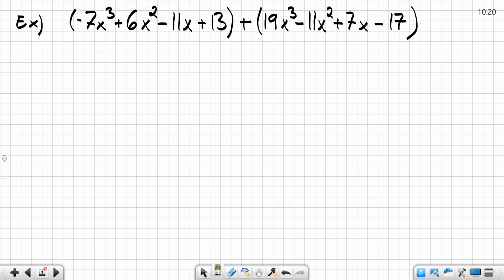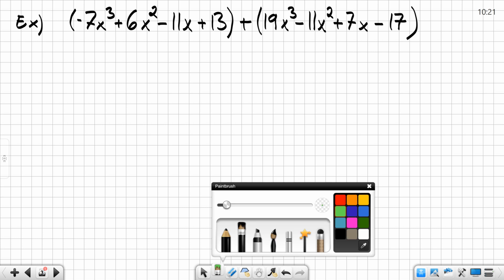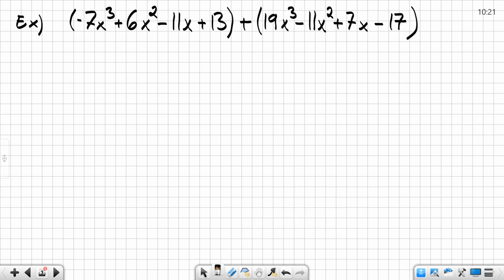Let's do an example. I want to add 9x cubed minus 11x squared plus 7x minus 17 to the first one, negative 7x cubed plus 6x squared minus 11x plus 13. This looks like a long problem. It is not. We can make this fairly simple. So, what was the first thing that I said we have to do? We are removing the parentheses.